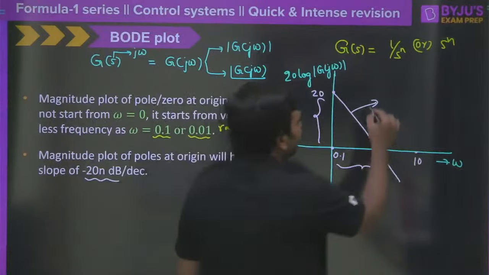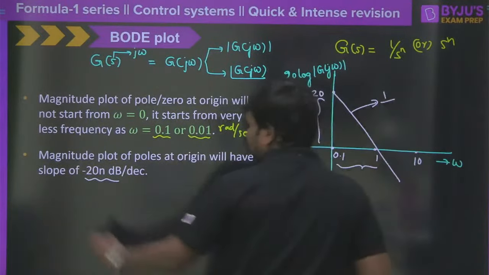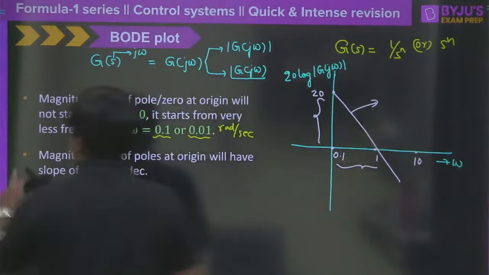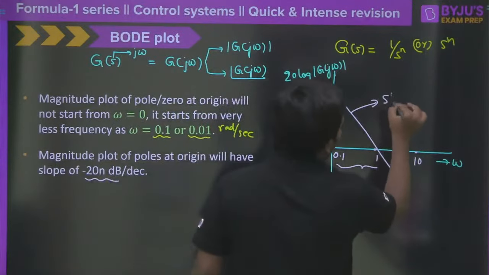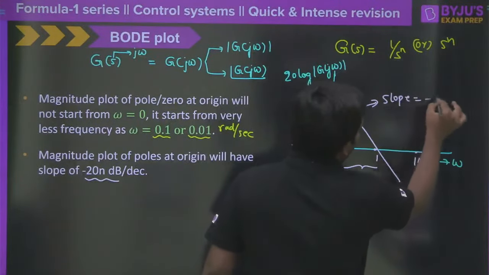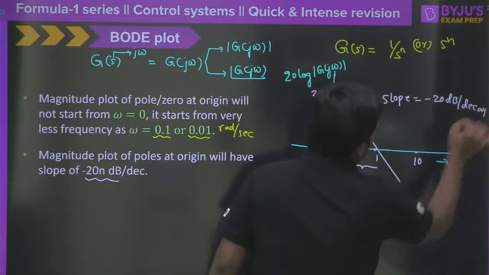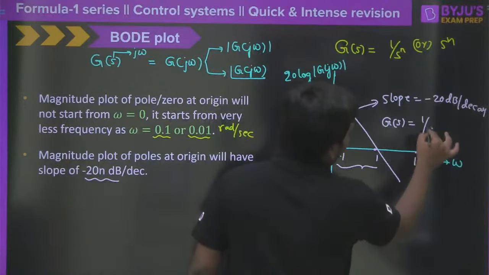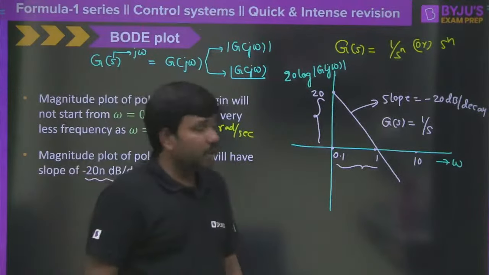Therefore, straight away I can say the slope of this line could be written as minus 20 dB per decade. So slope is equal to minus 20 dB per decade. Excellent. That indicates that we have G(s) equal to 1 by s here. Clear? 1 by s here. So easy to understand.